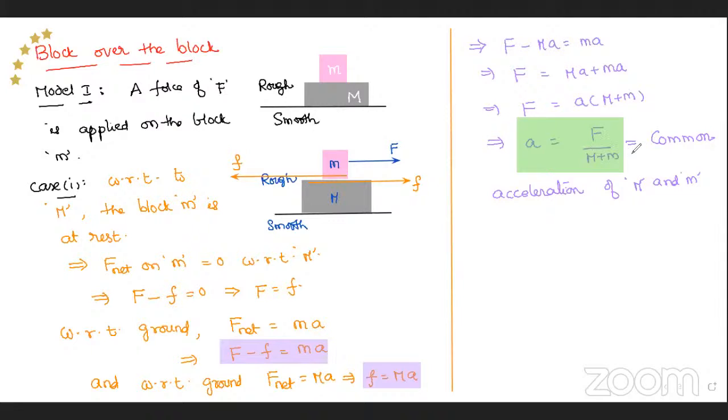Am I right or Manikanta is right, Nana? I got this equation, whereas Manikanta got A is equals to F minus F by M plus M. Who is correct? By solving the two equations.